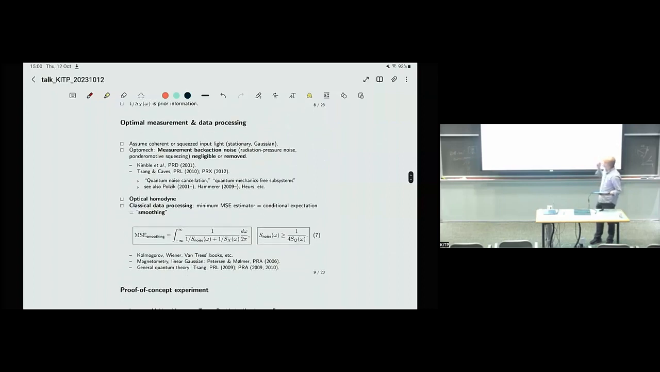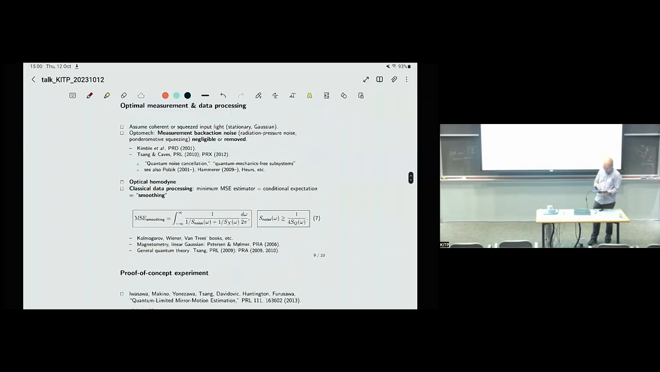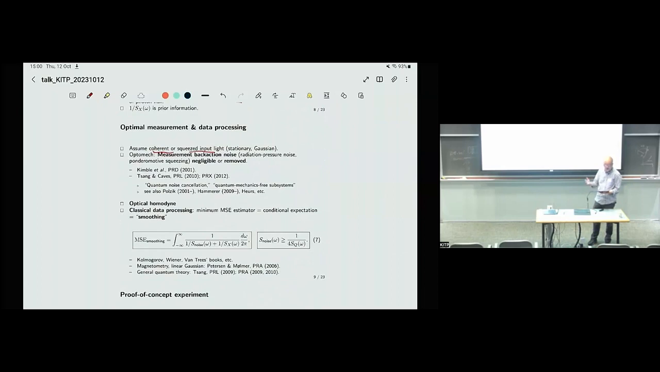Okay, anyway, so we got the results, but now you have to ask what would be the measurement and data processing that achieve it, right? Let's assume coherent state, coherent optical beam, or squeezed light going into your LIGO or interferometer. What do you need to do to achieve this fundamental quantum limit? In the context of optomechanics, the first thing you need to do is to remove any back action noise, in the form of radiation pressure noise or ponderomotive squeezing. You have to remove it, or maybe it's negligible, so you don't need to care about it.